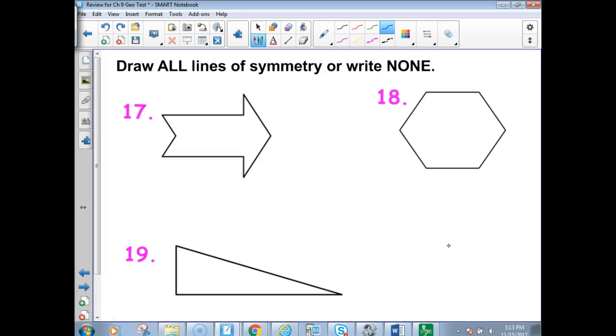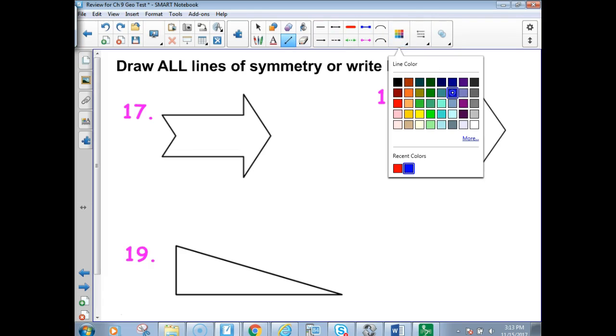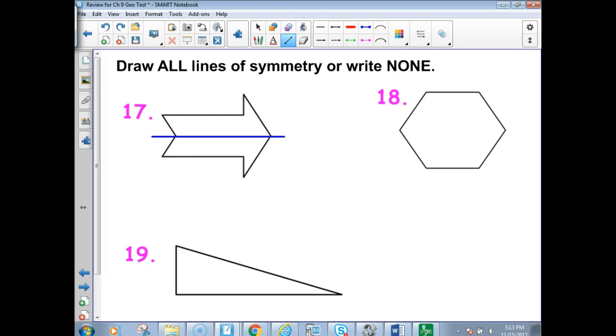17. Draw all lines of symmetry or write none. Bless you. We're all sneezies. All right, we're going to cut this arrow in half. Which way can I do it? Can I do it more than one way? Okay, I saw some hand movements telling me to go like this. All right, horizontal cut. This just has one line of symmetry.